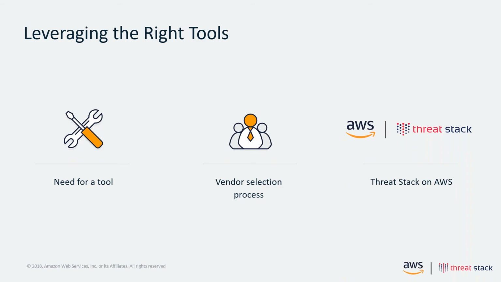So we looked at Threat Stack, obviously because you guys have a great integration with AWS. That made it easy for us to get implemented and get up and running. We've got limited DevOps resources, so the faster we can do that, the faster we can get to other stuff.